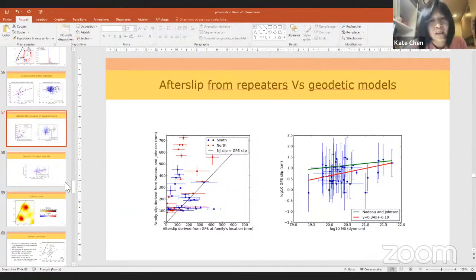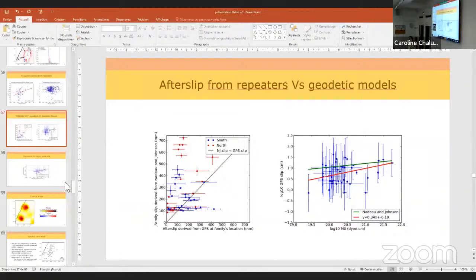So my question is, the environment to host slow slip and the environment to host a swarm could be different. And so from repeater observations, what can you tell us about the different behavior between these two regions? Yeah, that's my first question. Right.